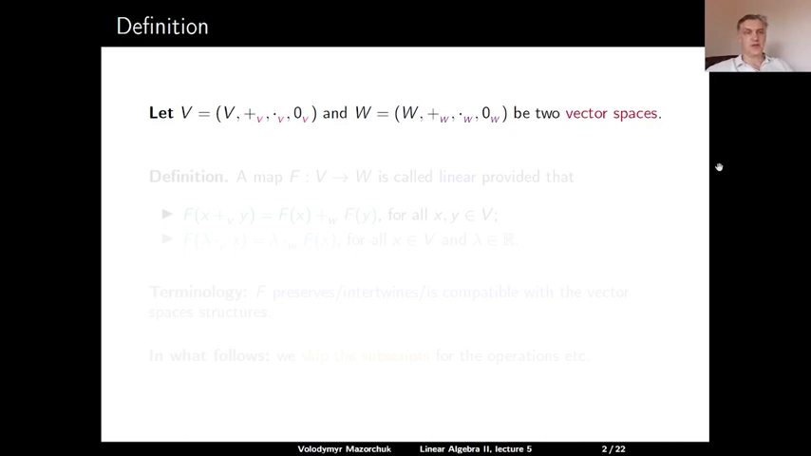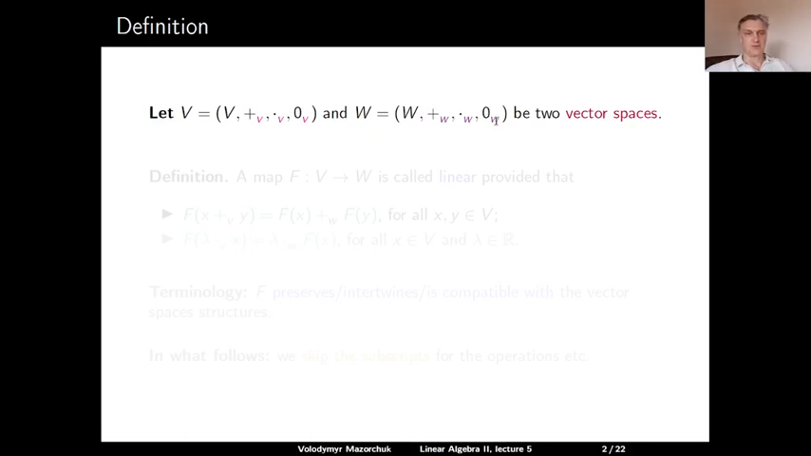For the moment, let us fully write that V consists of the vector space V, the addition on V, denoted plus sub V, the multiplication with scalars, denoted dot sub V, and the zero element 0 sub V. And similarly, W consists of the space W, addition on W, multiplication with scalars for W, and the zero element 0 sub W.